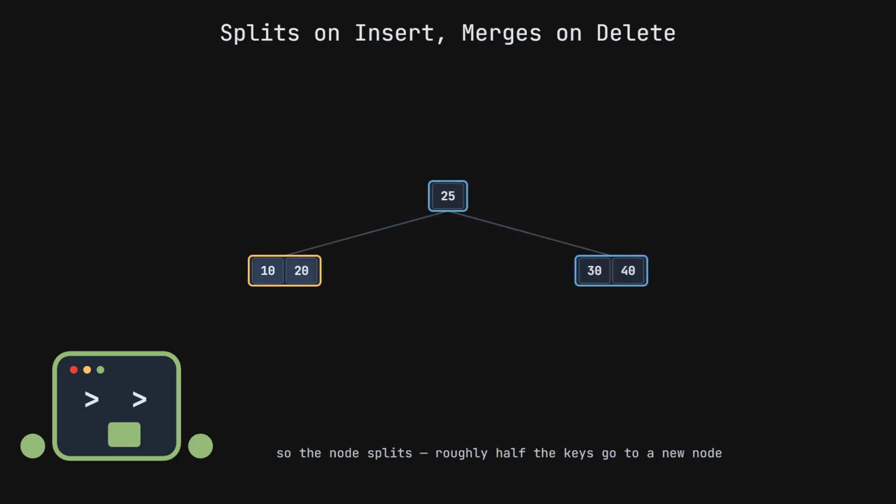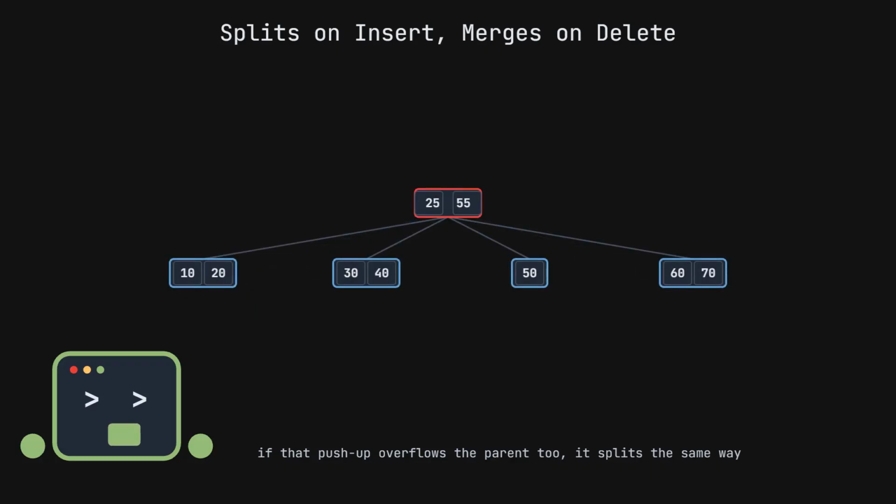So the node splits. It divides its keys roughly in half, creating 2 new nodes where there used to be one. The middle key gets pushed up into the parent, along with a pointer to the new second node. The parent just gained one more entry. If that push-up overflows the parent too, the parent splits the exact same way. Splits can ripple all the way up the tree.